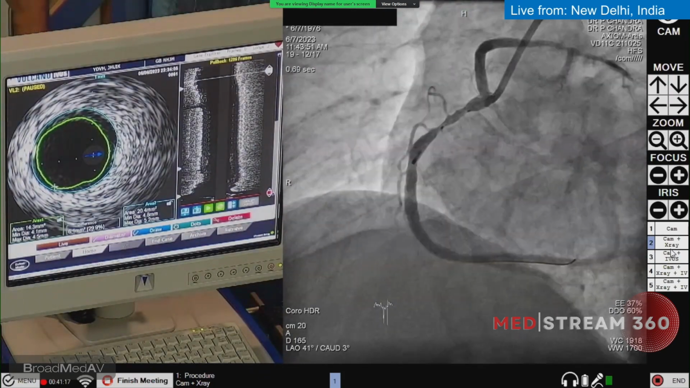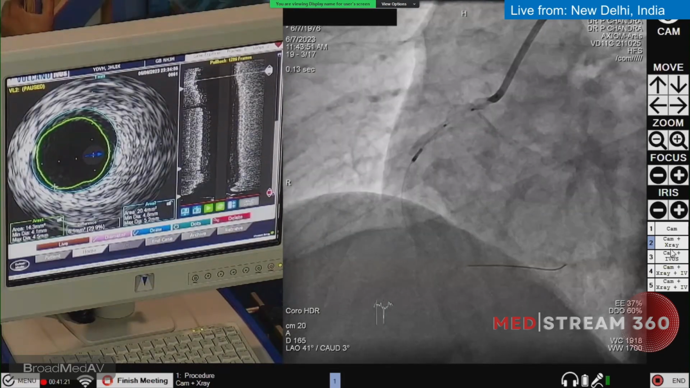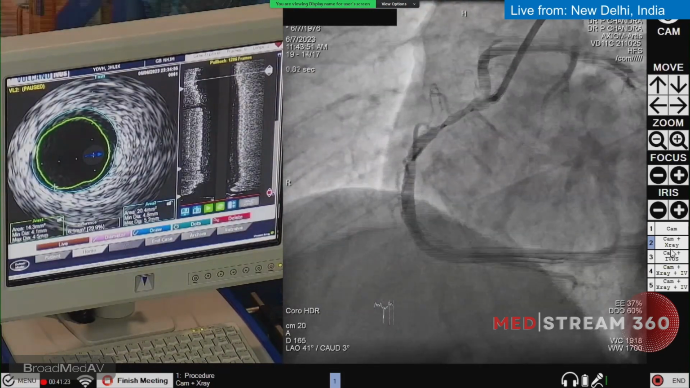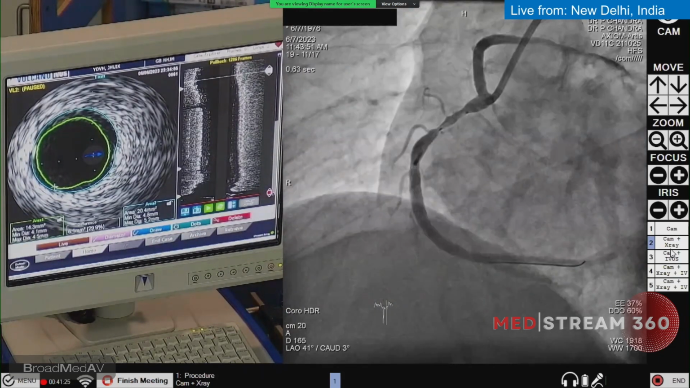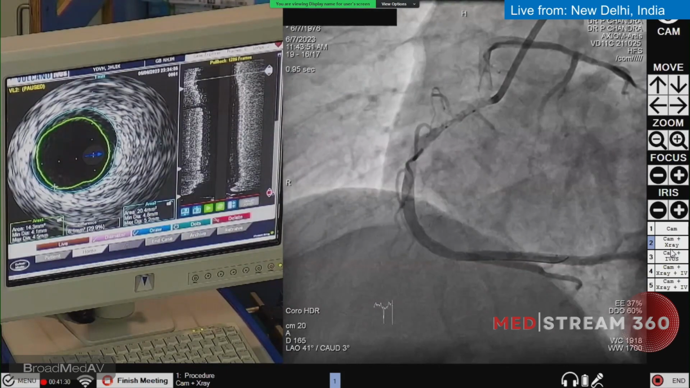So what is your take on this distal lesion? Usually if we don't have IVUS, we would have stented otherwise, but in IVUS it is very clear. Yes, there is hardly any plaque there. It's just the size of the vessel, maybe because of the ectasia. So this is a normal segment.